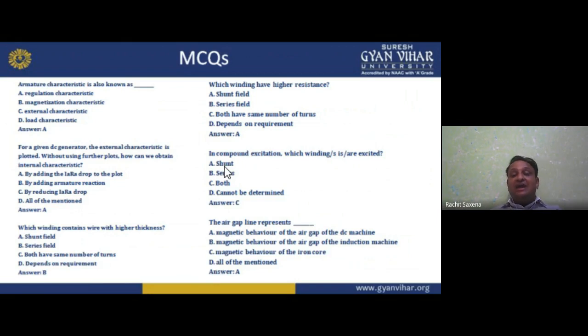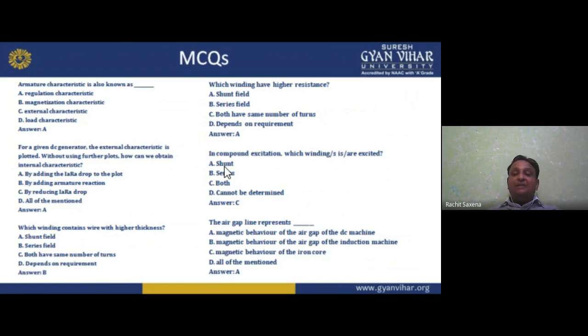Which winding has higher resistance? Maximum turns, thin winding. So that is shunt. Shunt field and series field both have the same number of turns depending on the requirement. So the option is A. That is shunt. In compound excitation, which winding or windings are excited? Both, we can say. Shunt, series, both, cannot be determined. So the option is C.